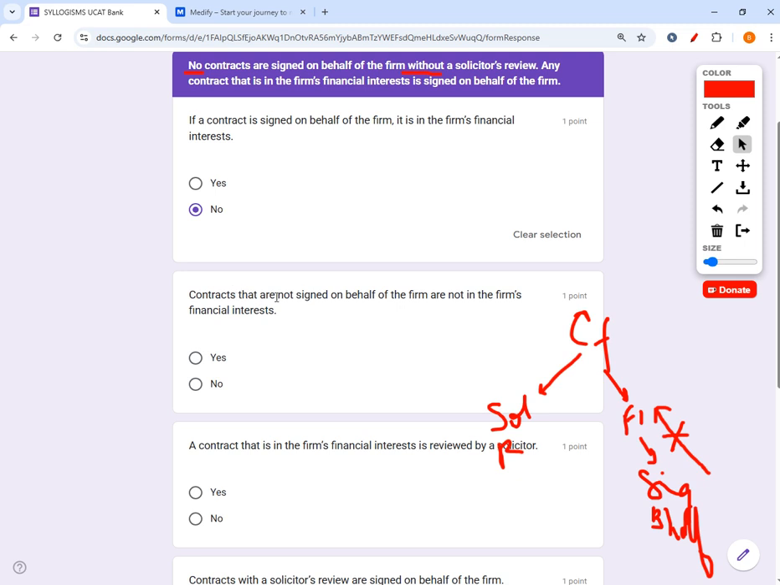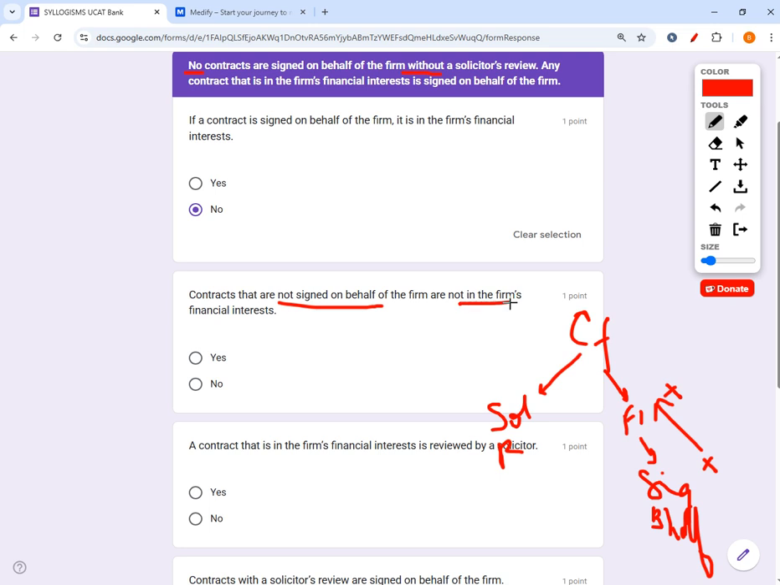Next one. Contracts that are not signed on behalf of the firm are not, watch this now. Let me get rid of this. So contracts which are not signed. If I don't sign the contract, what does he say? If this is not signed, it is not in the financial interest. Again, yes, that condition is satisfied because there's negation of not signed on behalf of the firm, not in the firm's financial interest. We agree with this one.